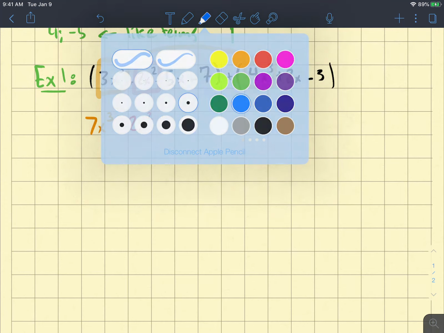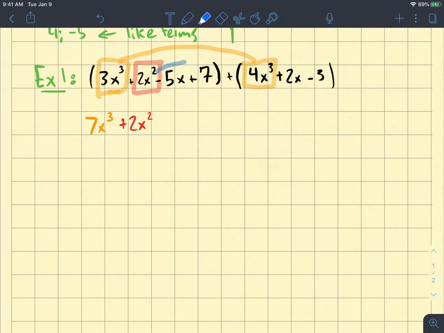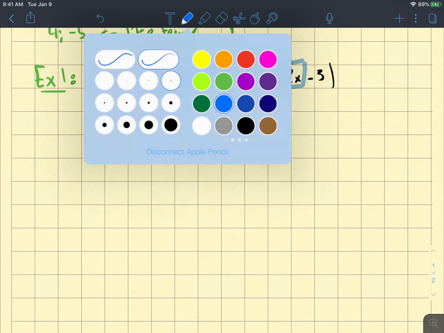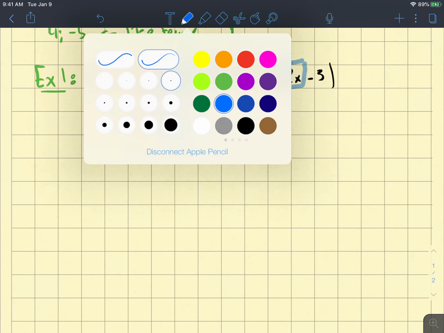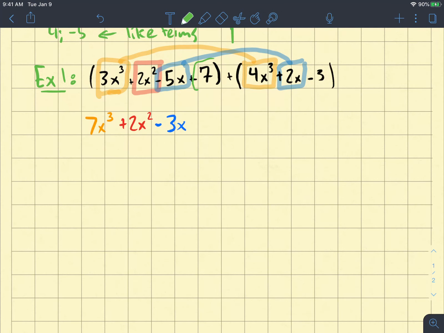Now we're going to look for another term. All right. Right here we have negative 5x. So we have to look for something with just an x. Right here we have plus 2x. So we're going to combine these together. What's negative 5 plus 2? I know we struggle with this, but I'm just going to tell you guys negative 5 plus 2 is negative 3x. And last but not least, we have our constant terms.